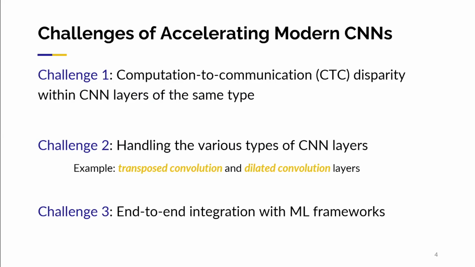First, for FlexCNN, we found that modern CNNs come with new challenges, and our work tries to tackle these three challenges. The first one is the computation to communication disparity within CNN layers of the same type, and we'll talk about each one in detail. The second one is handling various types of CNN layers, especially, for example, transposed and dilated convolution layers. And the third challenge is the end-to-end integration with machine learning frameworks and CNN pipelines.